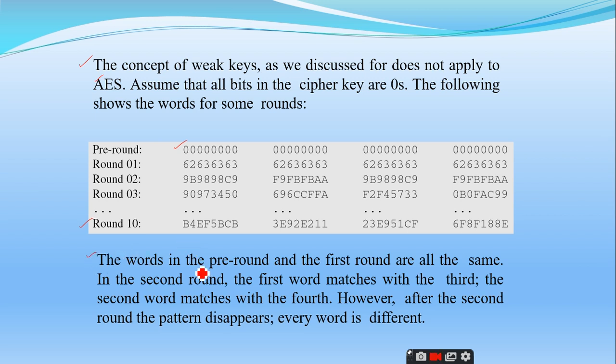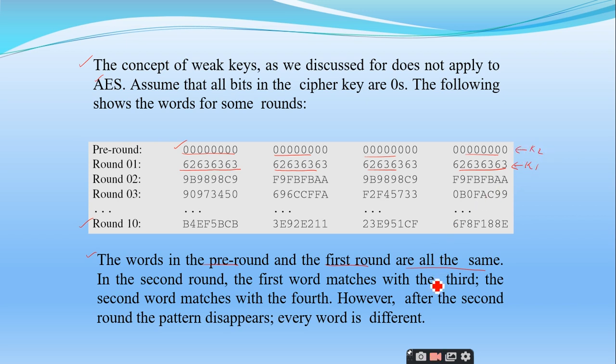So if you observe, the words in the pre-round and the first round are all the same. See here, this word is the same, this is the same, this is the same. Similarly in the second round, 6263, 6363, all these words are the same. Keys, these are keys.